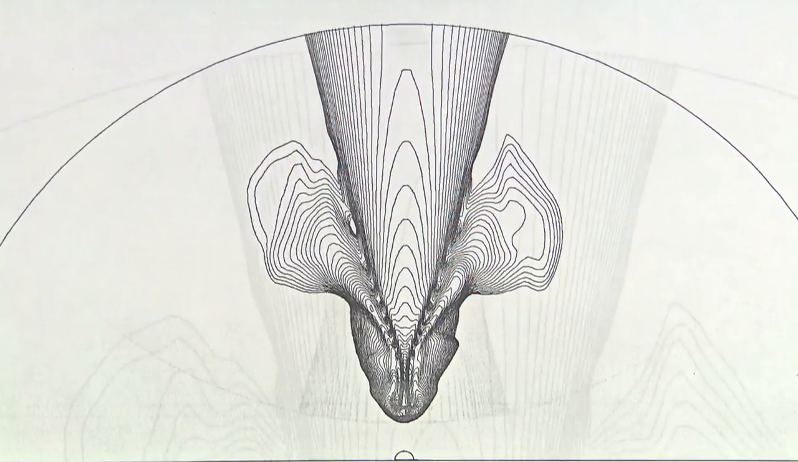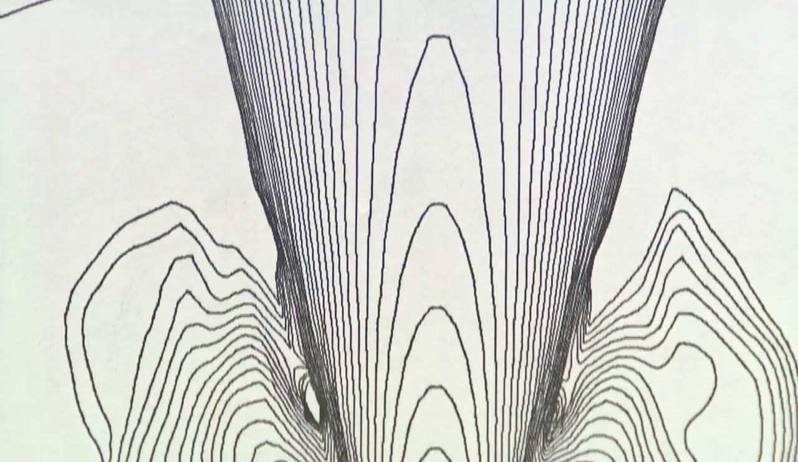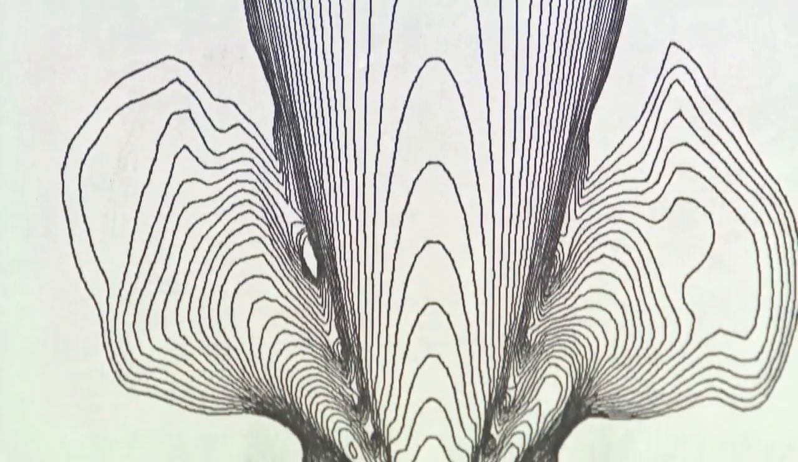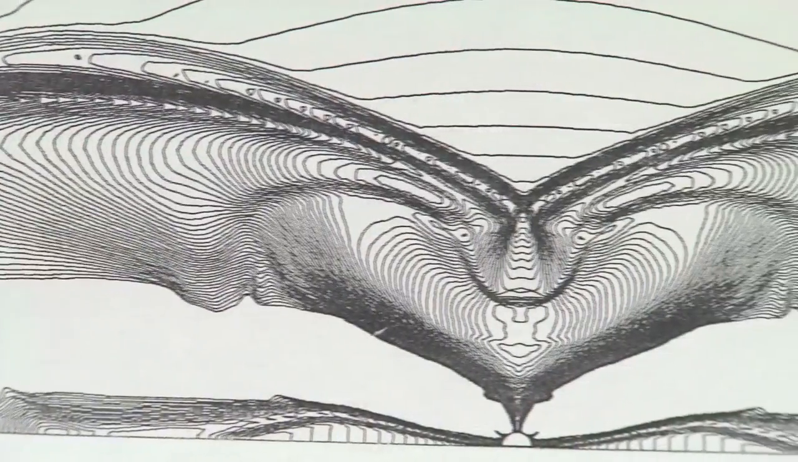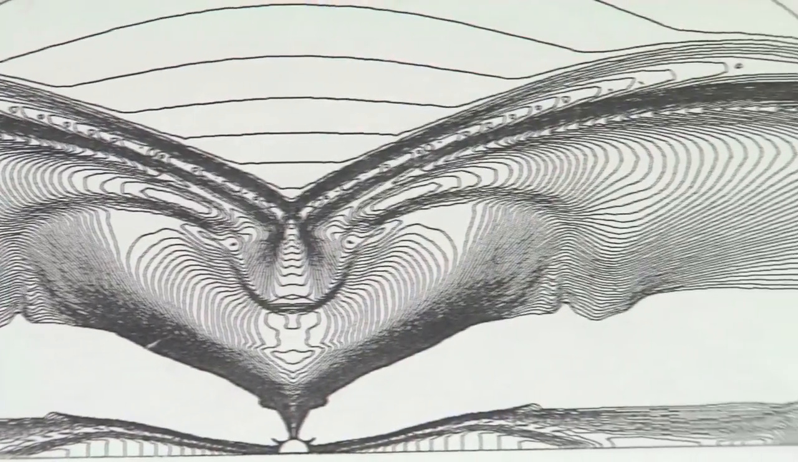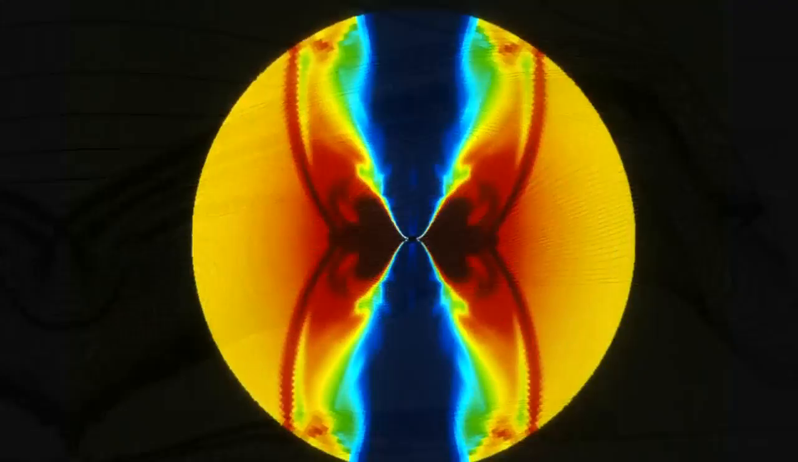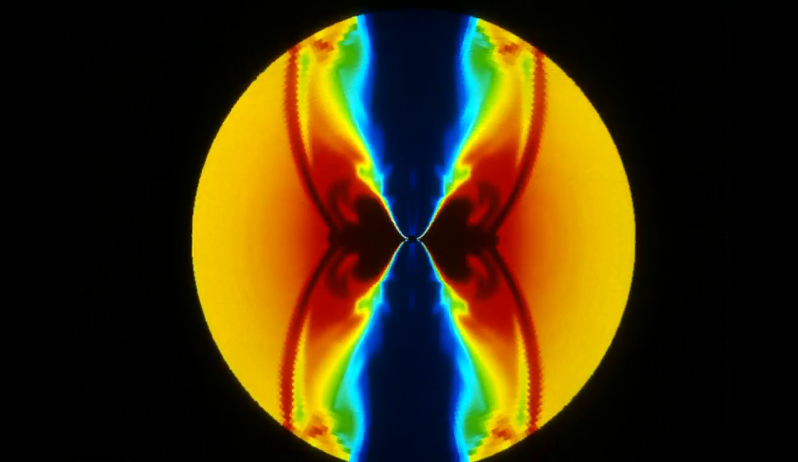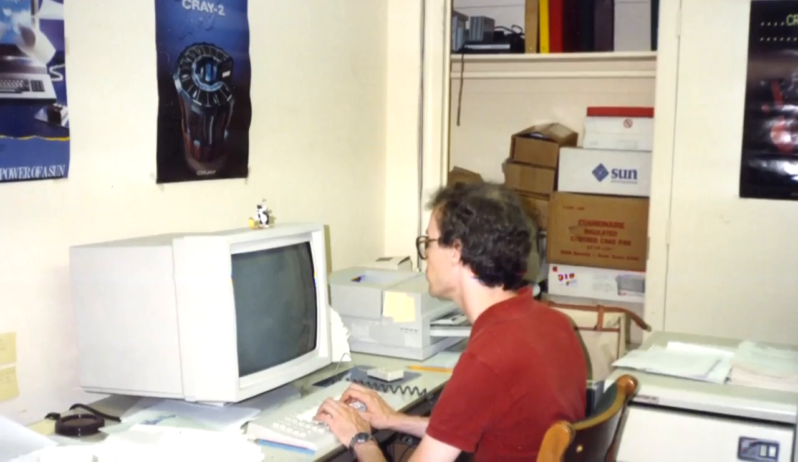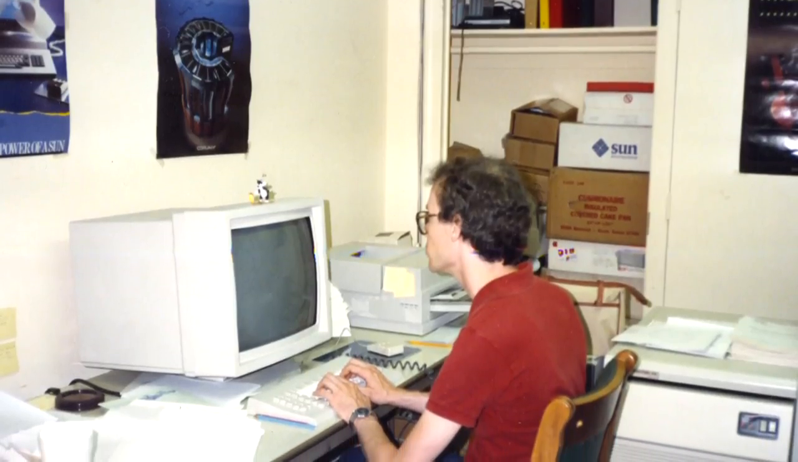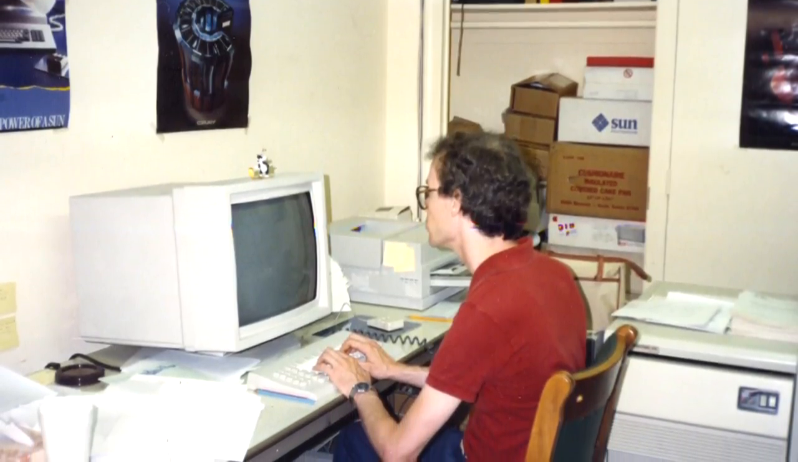Printers were used in the early simulations. You run it on the computer, and then you get the data out, and then you have to analyze the data. In the early days, that would be with line plots or contour plots, but we were sort of also pioneering with color images.